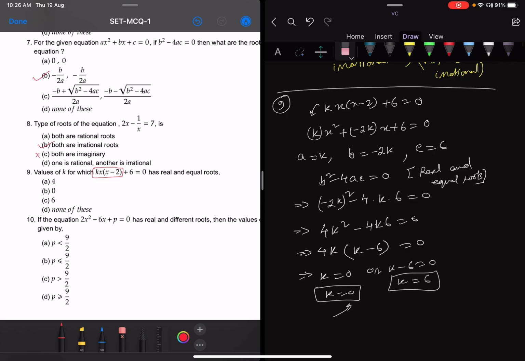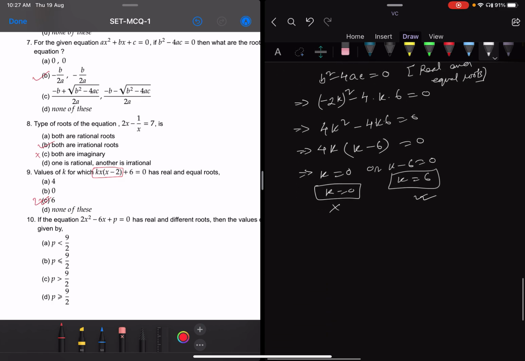So the value k equals 0 cannot happen, because for k equals 0 the coefficient of x squared will be 0 and the equation will not be a quadratic equation. So k cannot be 0. So k will be 6. So here the answer is k equals 6, so this option is correct. Okay, so what I am saying, the logic?